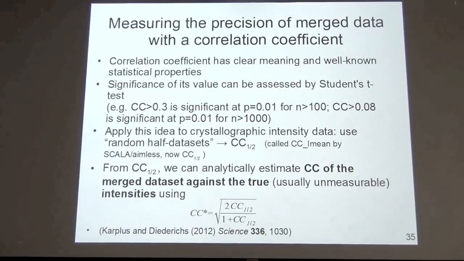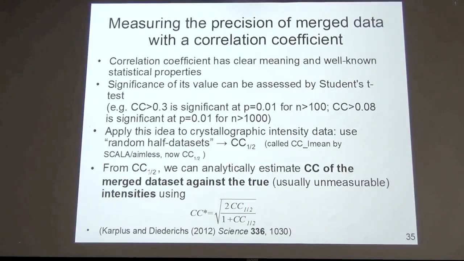So we use this in the same way as I've tried to explain it earlier, these random half data sets, and they give you a correlation coefficient that we call CC1/2, and Phil had already implemented this as CC-I-mean in Scala, which is now Aimless. I think you've switched the name to CC1/2 to make it consistent. That's very good. Okay, and now I told you earlier that there is a reason why statistics uses variances and expectation values and not absolute differences. And here we see this in action.